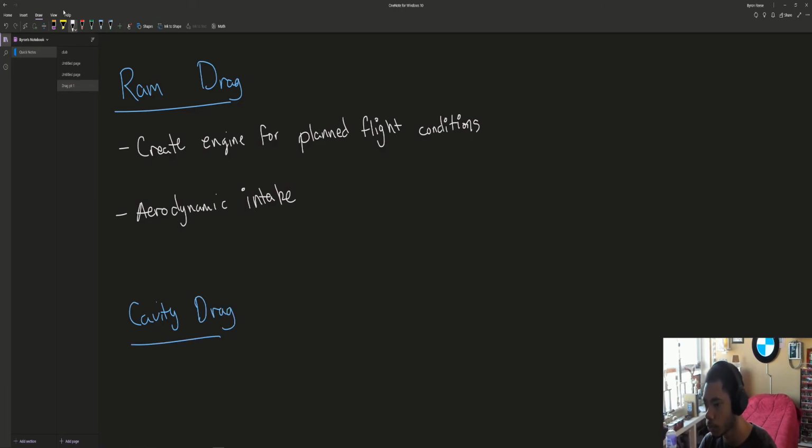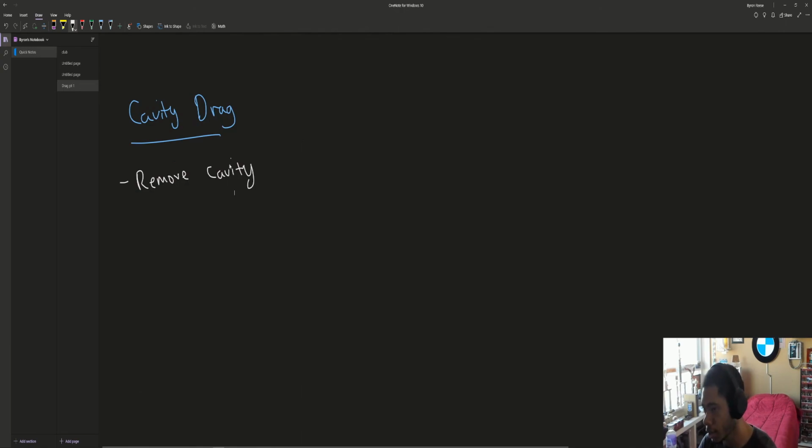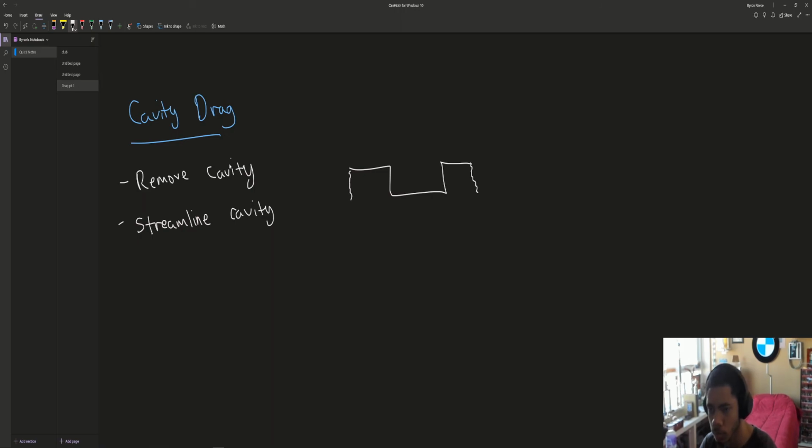Cavity drag. Removing the cavity is the easiest way to get rid of cavity drag. But if you cannot do that, then streamline the cavity. For example, this into that.